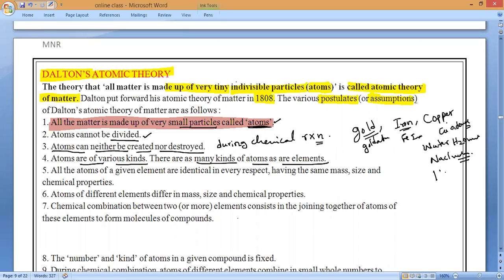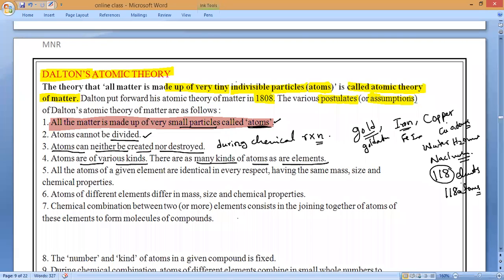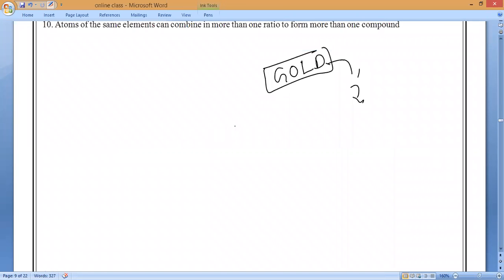So till today we have 118 elements known to us. Meaning how many different atoms do we have? Everyone? How many atoms do we have? Hari? Akilan? 118, sir. Yes. 118. So every atom is not the same, there are various kinds. 118 elements till today we know. So it means we have 118 atoms. Understanding?